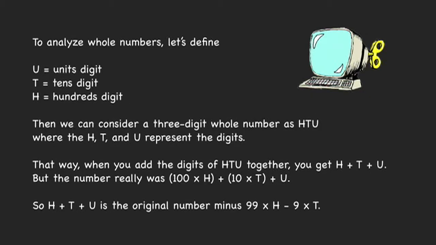To analyze whole numbers, let's define U equals units digit, T equals tens digit, H equals hundreds digit. Then we can consider a 3-digit whole number as H, T, U, where the H, T, and U represent the digits. That way, when you add the digits of H, T, U together, you get H plus T plus U. But the number really was 100 times H plus 10 times T plus U. So H plus T plus U is the original number minus 99 times H minus 9 times T.